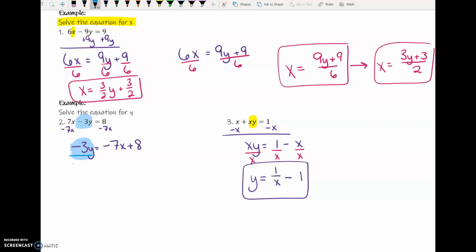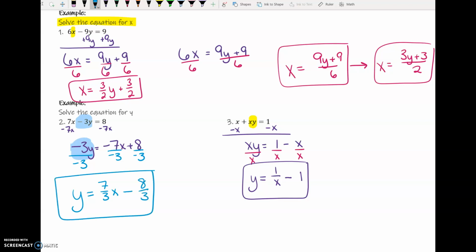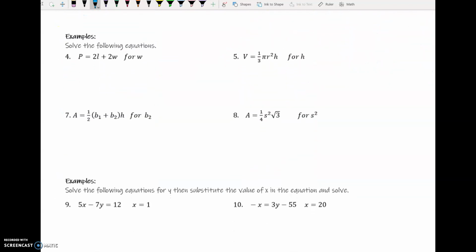So now we need to divide everything by negative 3. Y equals negative 7 divided by negative 3 is positive 7/3 x. And positive 8 divided by negative 3 is negative 8/3. And yes, crazy fractions and decimals are okay with this.